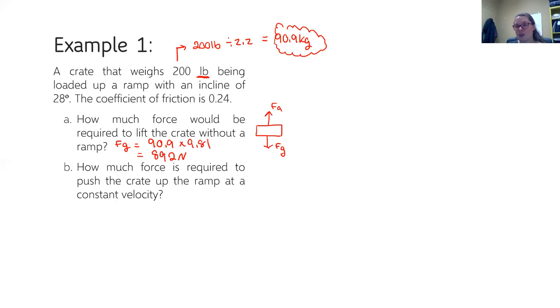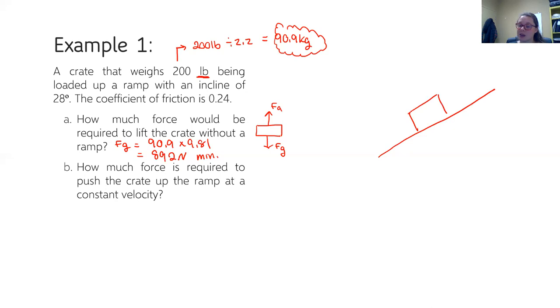That would move it at a constant velocity. If I'm lifting it and accelerating, it would need more than that. So we need a minimum of 892 newtons to lift. Make sense? We have to overcome gravity when we lift, so it has to be equal to or greater than. Now, what if we have a ramp? How much force do I need to push the crate up the ramp? A good old comparison question.